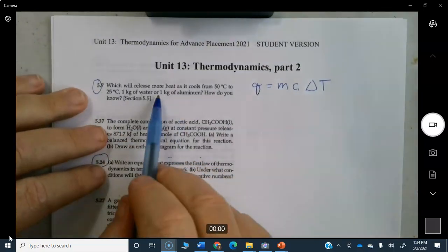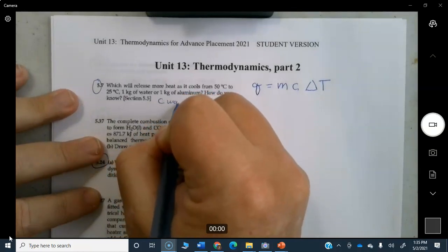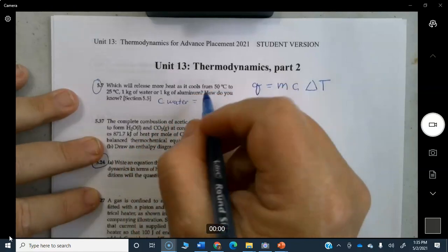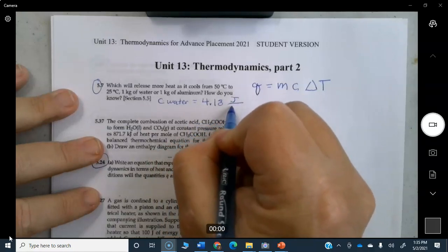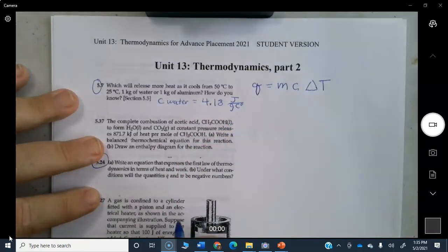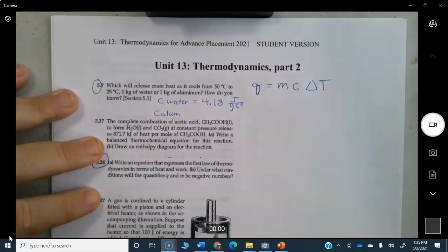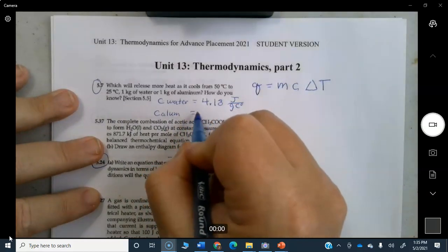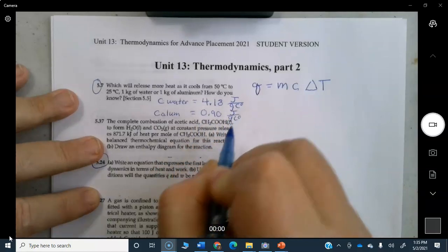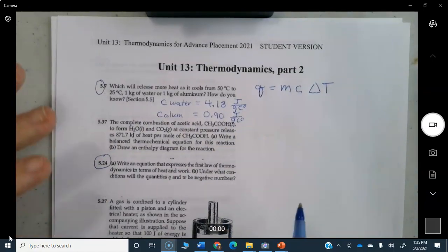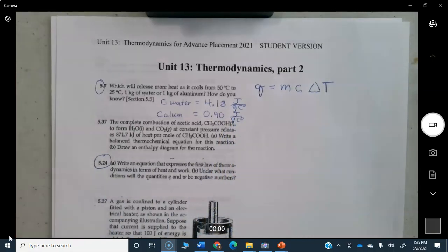Okay, so one thing you would need to know for this problem, and they were actually in a table in the book, is that the specific heat of water equals 4.18 joules per gram centigrade. And the specific heat for aluminum is 0.9 joules per gram centigrade. Or it could be Kelvin. It depends. It could be either centigrade or Kelvin. We'll talk about that if it becomes relevant, okay?